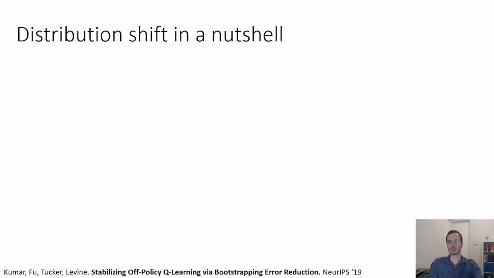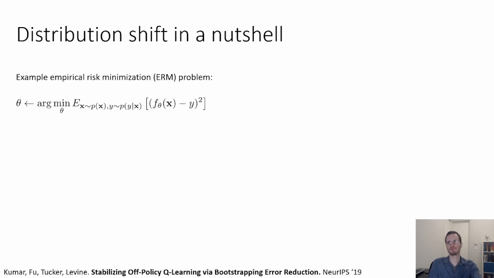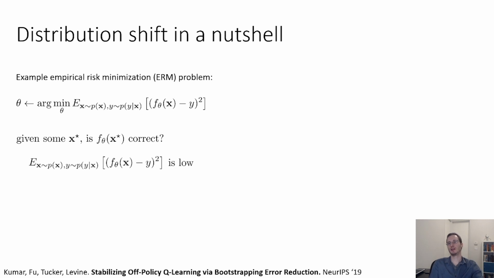It turns out the issue really comes down to distributional shift. So here's distributional shift in a nutshell. When you solve some kind of supervised learning problem, basically an empirical risk minimization problem, let's say that you're minimizing the difference between f theta of x and some true value y in expectation under some distribution p of x. You could then ask, given some x star, is f theta of x star correct? Well, if you don't overfit, you know that the expected value of the error will be low in expectation under your training distribution. So for new samples drawn from that same distribution, you'd expect the error to be low.